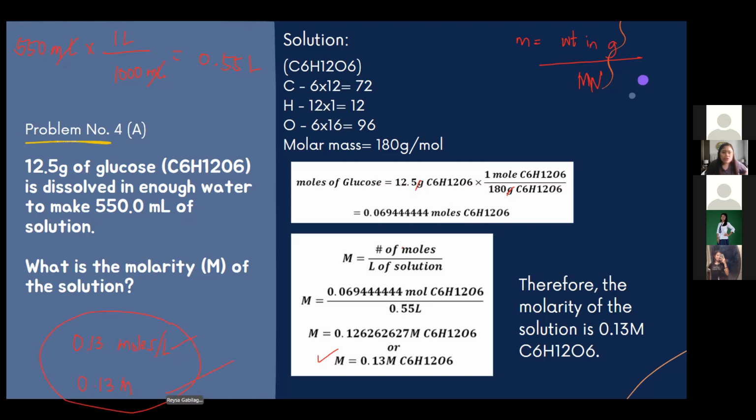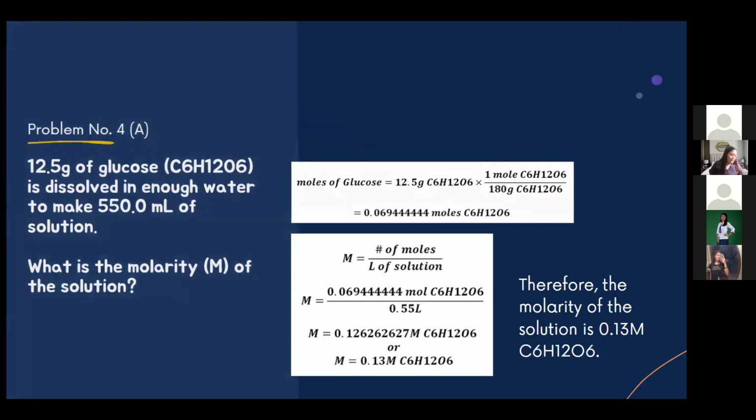Okay? Questions for number 4? Any clarification so far? None. We understand each other on our molarity. This is how you do the computation for molarity. Let us proceed to number 5.